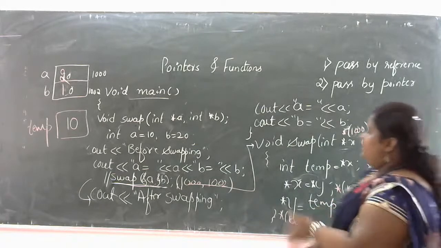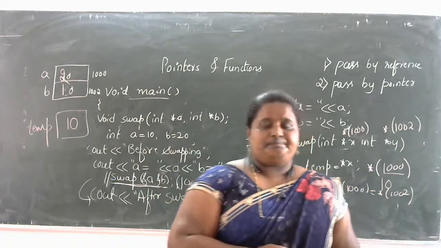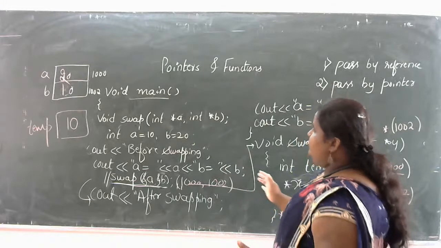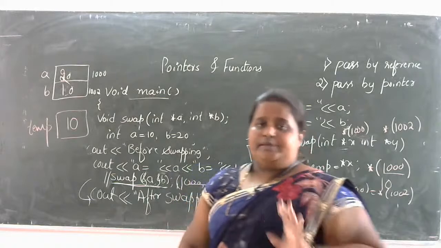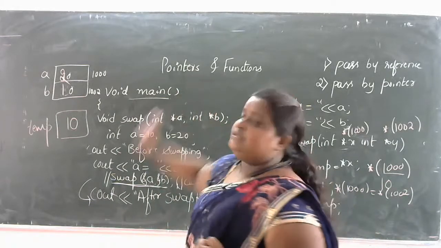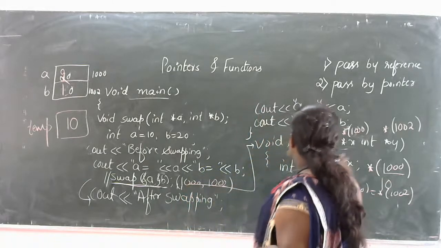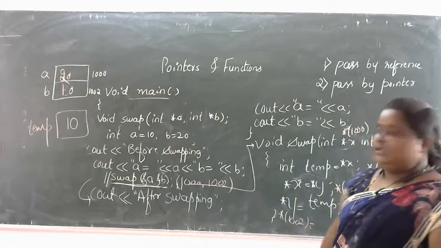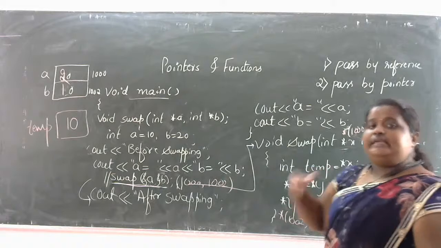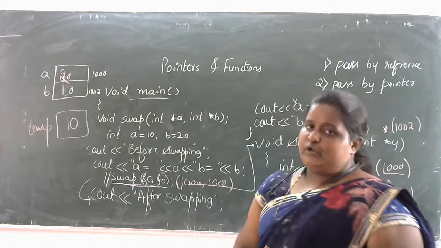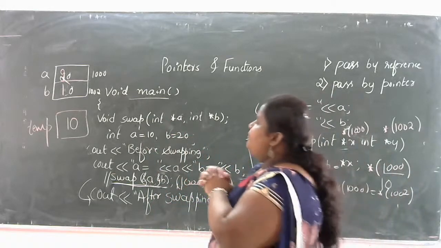What is the difference now? What is the difference between pass by reference and pass by value? In pass by reference, x and y were pointing to the same memory location. Here we are not pointing x and y to anything. We are just retrieving data which is stored in a particular memory location, and storing data there.